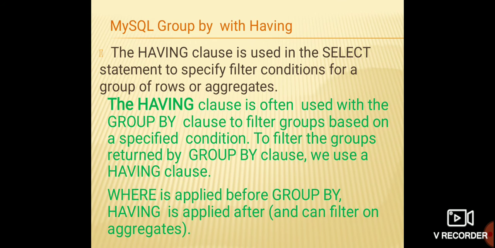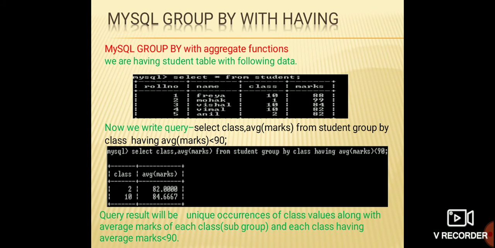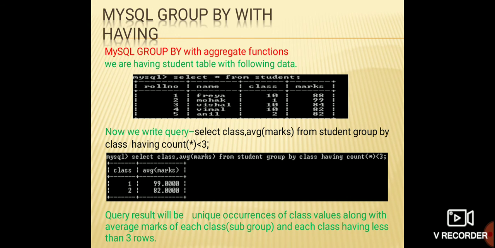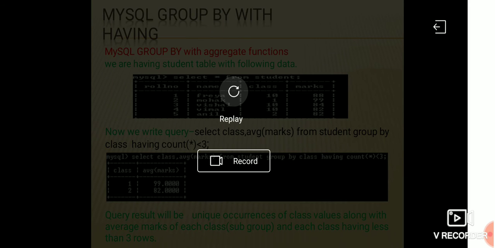So where is applied before group by, and having is applied after the group by clause. This is the basic difference between these two. You can see the example of this also.